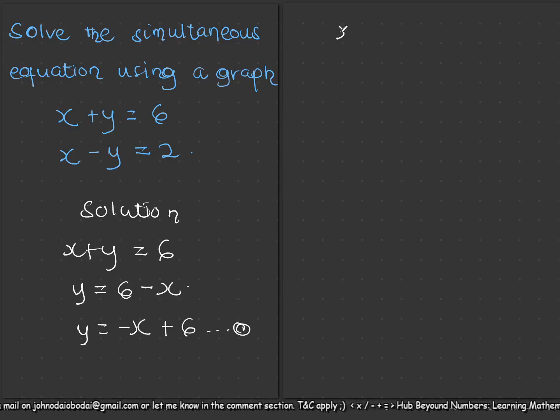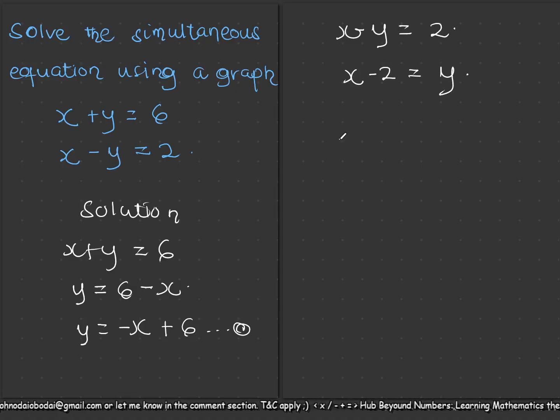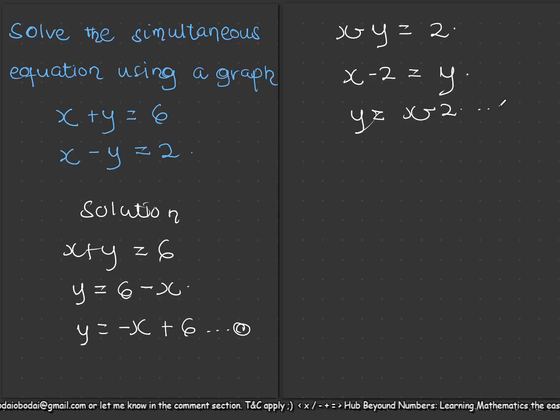Then for the second one, we have x minus y equals 2. We want to make y the subject. I'll choose to take y to the other side and bring the 2 here. So we have x minus 2 is equal to y, which is the same as y equals x minus 2. So for this equation 2, our y-intercept is negative 2, and it has a gradient of 1.